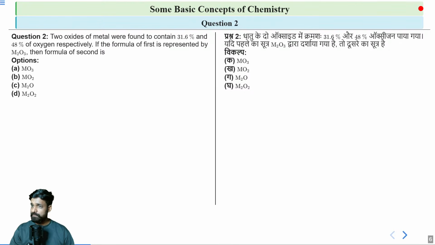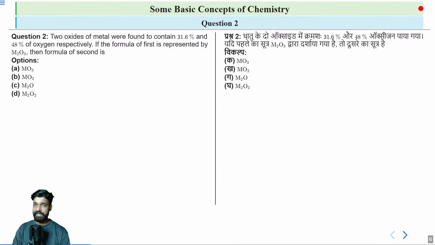So here is your first question. You are told that two oxides of a metal were found. Now, in those two oxides, the first one contains 31.6% of oxygen, and the second one has 48% of oxygen. Again, I am repeating it. There are two oxides of a metal. The first one contains 31.6 percent oxygen, and the second one contains 48% of oxygen respectively.